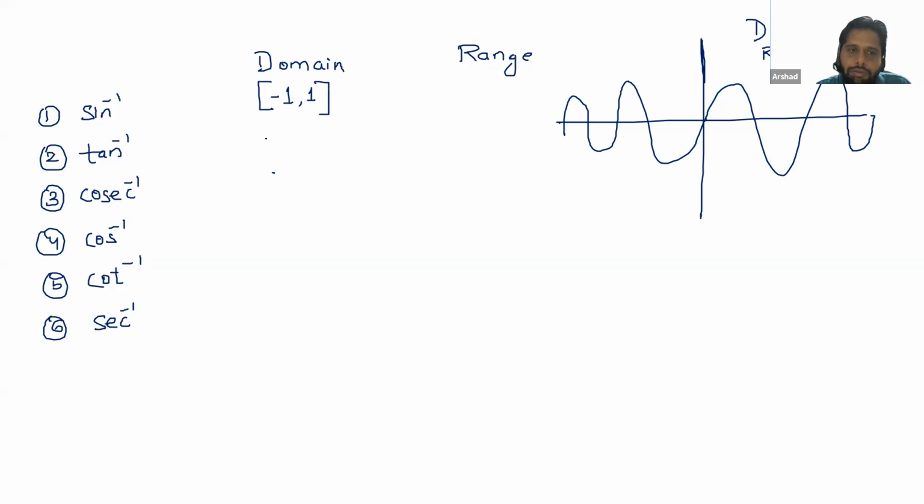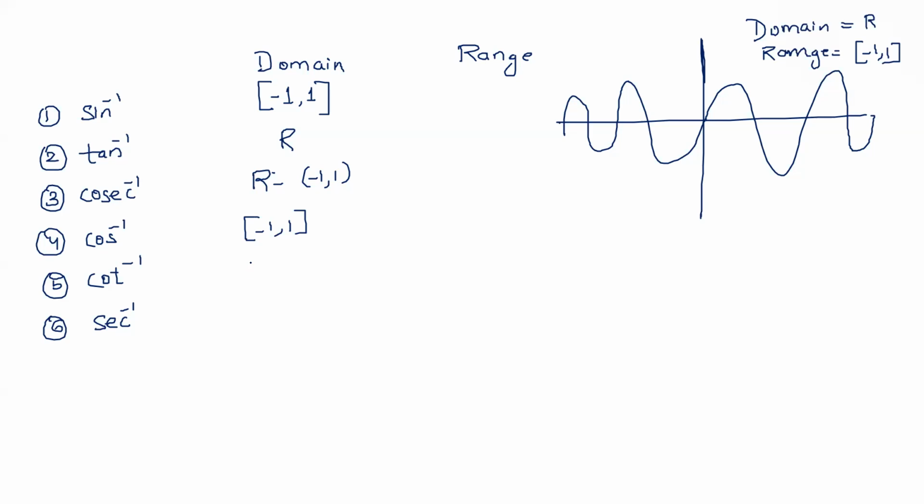So tan inverse, who can tell me the domain? Please check in your note. R, very good. For the cosec inverse, what is the domain? So -1 to 1. For cos inverse, what is the domain? So -1 and 1. Very good. Good, Zad. Good, Rifat. For cot inverse, what is the domain? So R. Sec inverse, what is the domain? -1 to 1. Okay. So these are the domains.